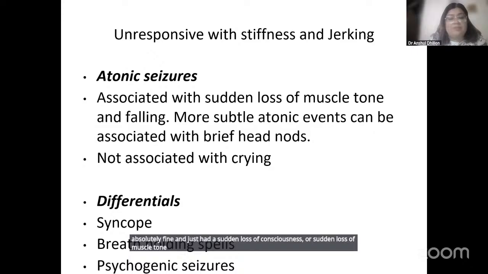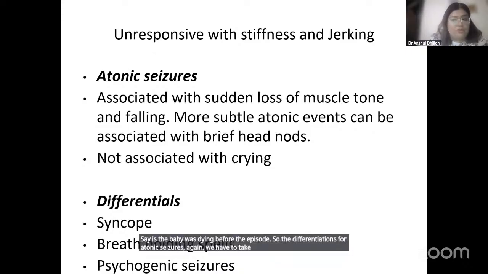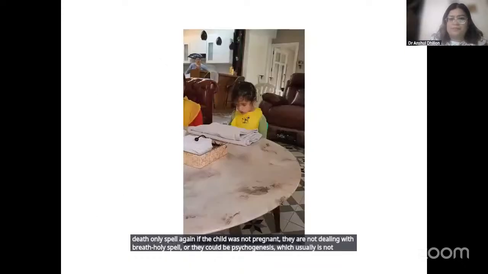So you're not dealing with breath holding spell, because with breath holding spell, the key thing is the baby was crying before the episode. So for the differentials for atonic seizures, again, we have to take a good history. Syncope could be there. Breath holding spell, again, if the child was not crying, we are not dealing with breath holding spell. Or there could be psychogenic seizure, which usually is not presentable at this stage.